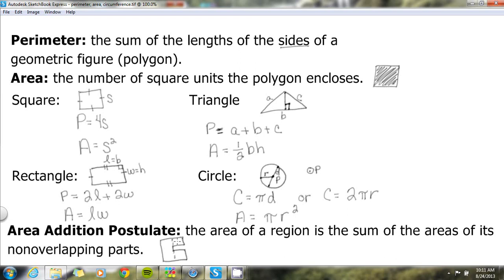Block this off into figures that are familiar to us, like rectangles and squares, or circles if we had them. Find the area of one shape, like this square. The area of this shape looks like a rectangle, and the area of this shape looks like a square, and add them all up. And that would give us the area of the entire figure. And we will do an example of this in class as well.